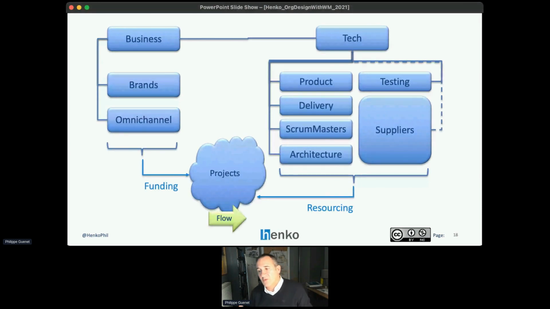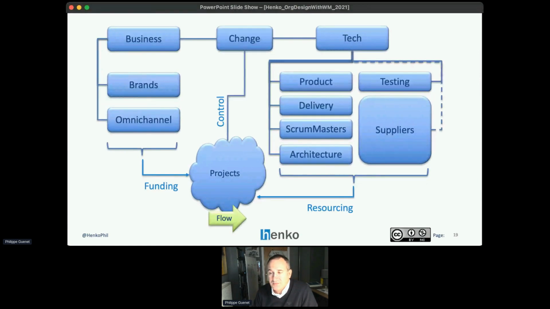And on one side, when you have that, what happens is one side does the thinking and does the funding, and the other side does the execution. But in digital, it doesn't work very well, because technology is fundamentally helping to create new business value. So it's a question of merging them. The other problem is generally there's a change function in between. And that change function is there to control. It does a service to the business, so it keeps itself in existence, and it keeps IT at arm's length from the business.